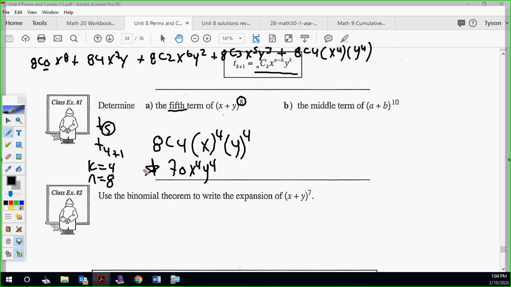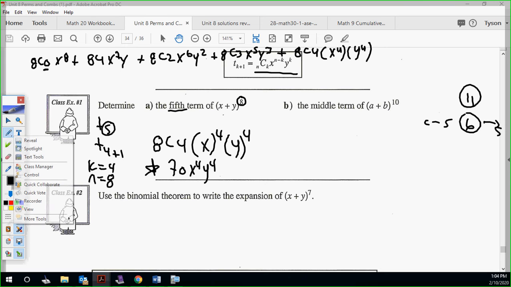Okay? So why don't you try the middle term of a plus b to the 10th? So I'll say, if it's the 10th exponent, how many terms are there? 11. So then what number signifies the middle? The 6th. You have 5 this way. You have 5 this way. So the 6th term is the one you want. I just gave you the head start. Now see if you can find that. Okay, I'll pause the video.